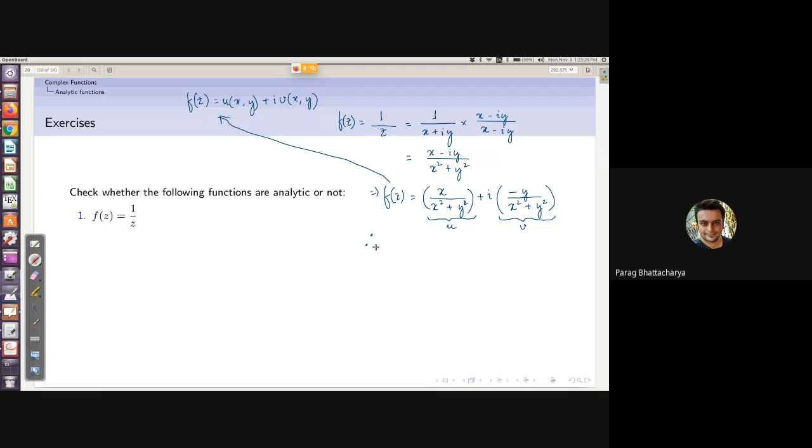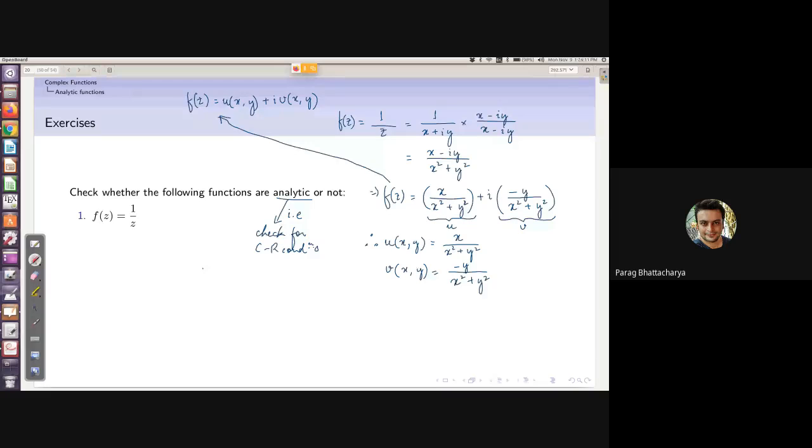So when you compare these two, we have u of x comma y is equal to x divided by x square plus y square, and v of x comma y is equal to minus y divided by x square plus y square. Now we have to check whether these are analytic or not. Analytic or not means we have to check for the Cauchy-Riemann conditions.